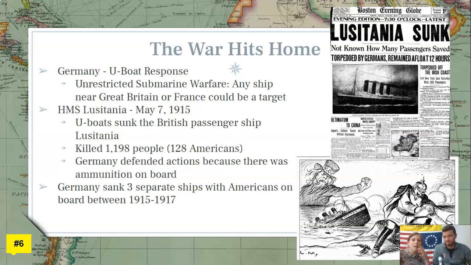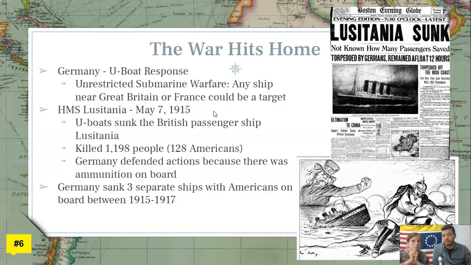It's a British ship, so we shouldn't necessarily get involved, but almost 1,200 people go down, and 128 of them are Americans. And so now you've attacked American people, and we're going to get involved. Germany also sinks 3 other ships with Americans on board between 1915 and 1917. Keep in mind the time, though. This happened in 1915. We don't join until 1917.